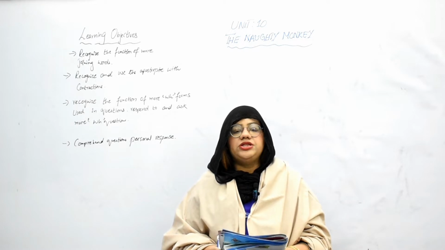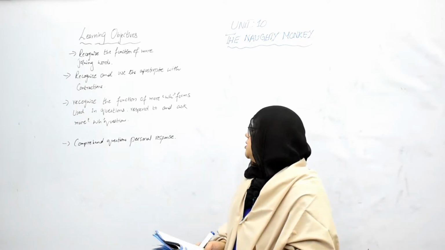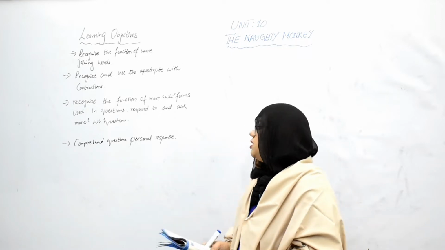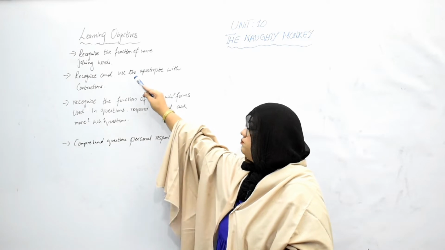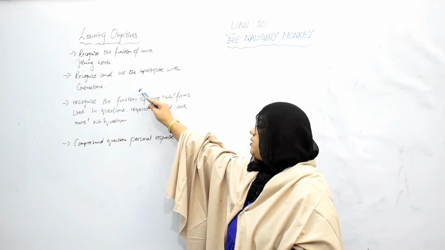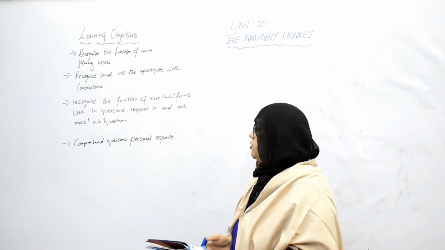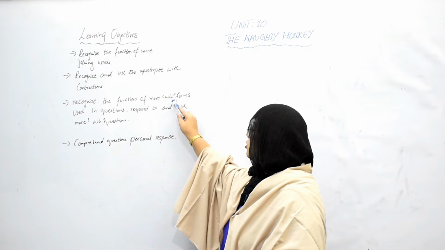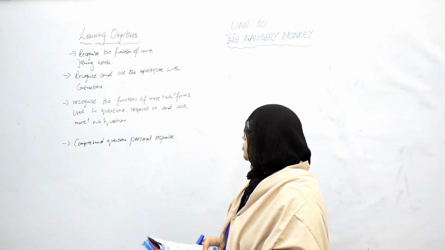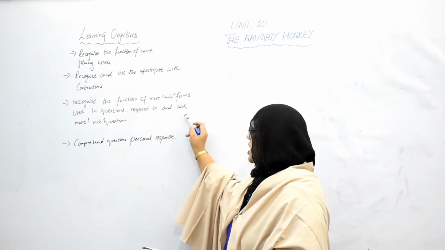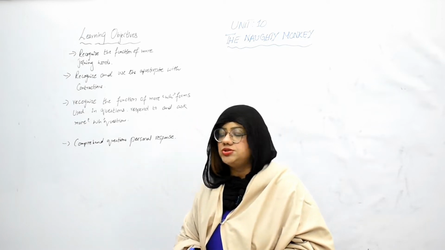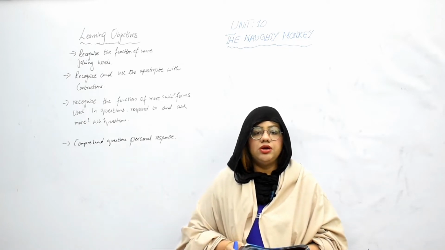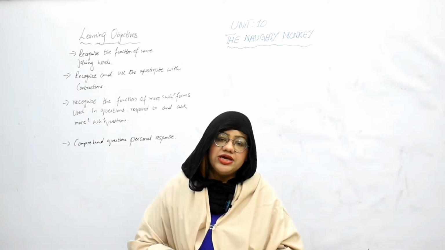So let's read the objectives of this lesson. As you can see, the learning outcomes that will be attained at the end of this lesson are: recognize the function of more joining words, recognize and use the apostrophe with contractions, recognize the function of more WH forms used in questions, respond to and ask more WH questions, comprehend questions, personal response. So students, let's start with the listening and speaking.